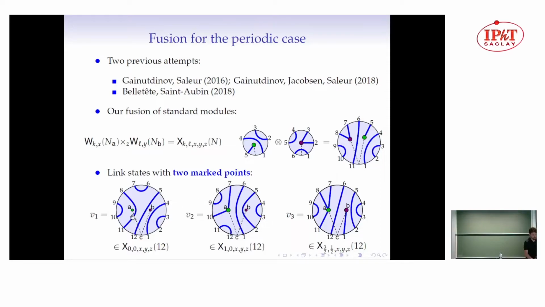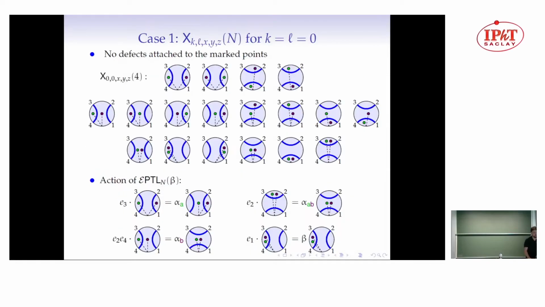The first one is when both A and B have no defects. The second one is when A has some defects but B does not. And the third one is when A and B can both have a non-zero number of defects. So I start with the first case, where K and L are equal to 0. Here I drew all the states in one example when n is equal to 4.